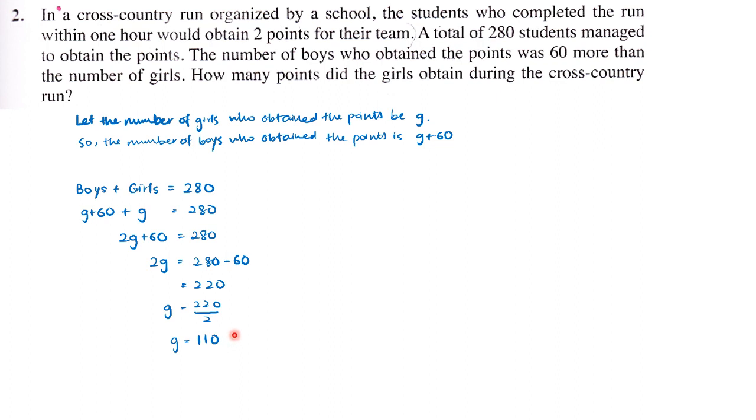And we are not done yet with the question. We are asked how many points did the girls obtain, and we are told that each student would obtain 2 points if they complete the run in 1 hour. So that would mean that 110 girls were successful and they got 2 points each. So the number of points obtained will be 110 times 2, and that will be 220 points.